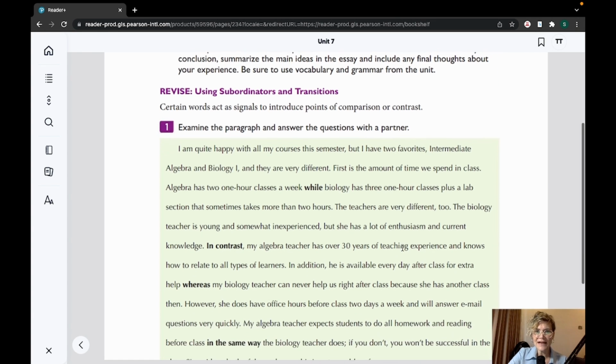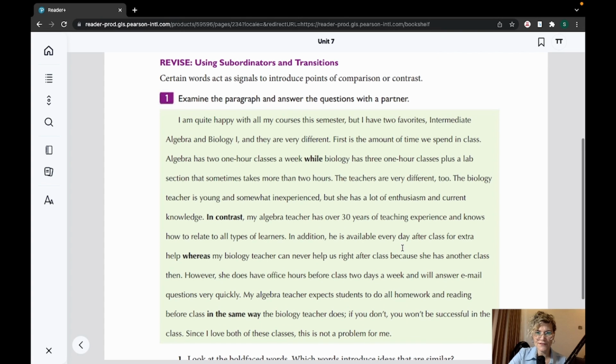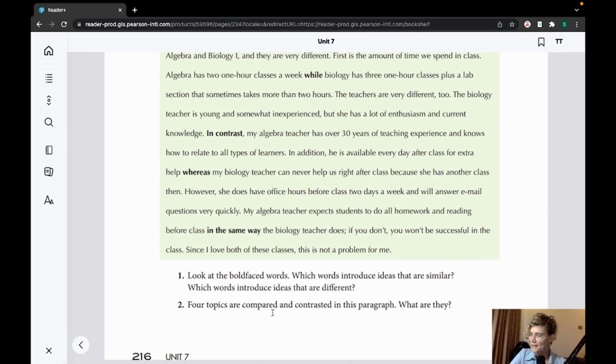Examine the paragraph and answer the questions with a partner. Well, you're going to answer it by yourself and we'll discuss it together when we meet each other. Certain words act as signals to introduce points of comparison and contrast. We've got while, in contrast, whereas, in the same way. Number 1 and number 2, please answer those questions. Go ahead.